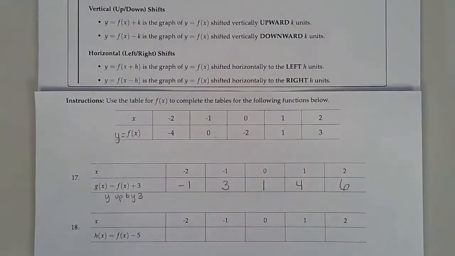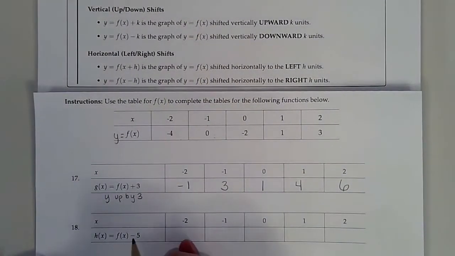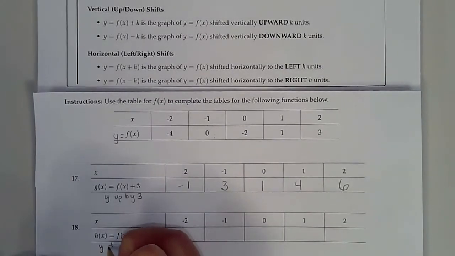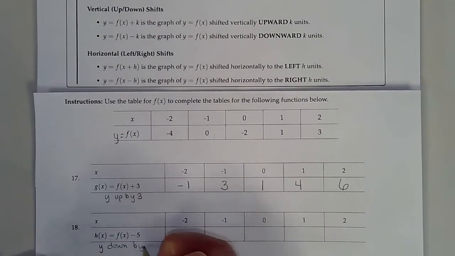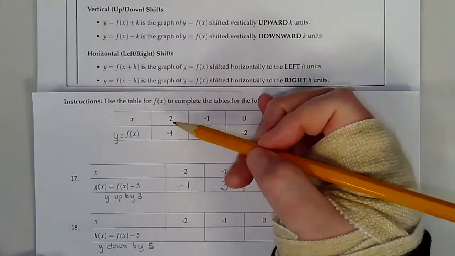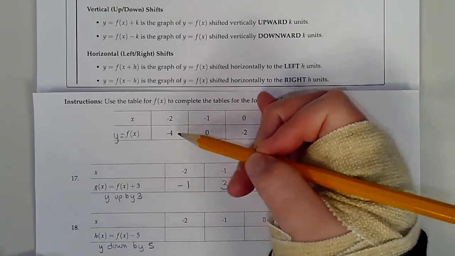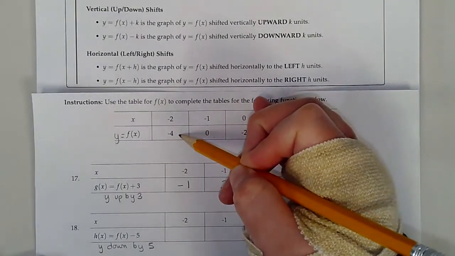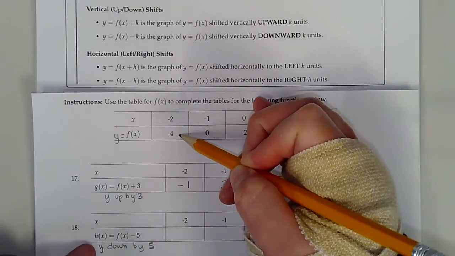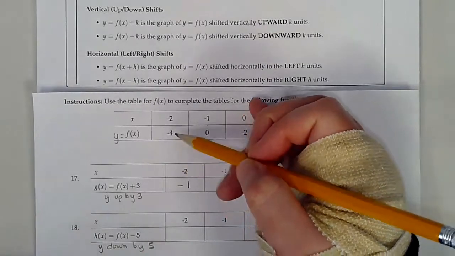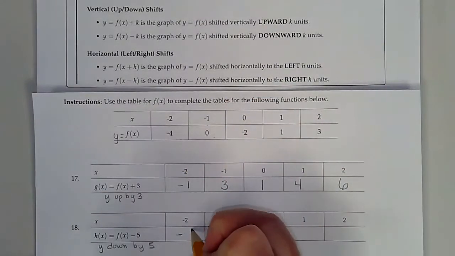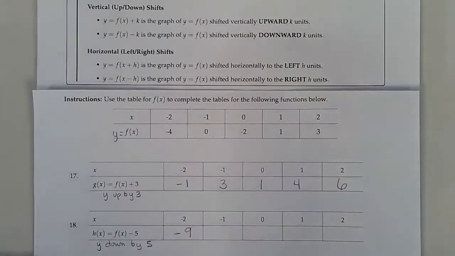All right, so hopefully you gave those a try. h of x is f of x minus 5. So it's still a vertical shift, but now y is going to go down by 5. So in our original function, when x was -2, f of x, or y, was equal to -4. So h of x needs to be 5 less than -4. So that'll give me a -9 here that pairs with x is -2.